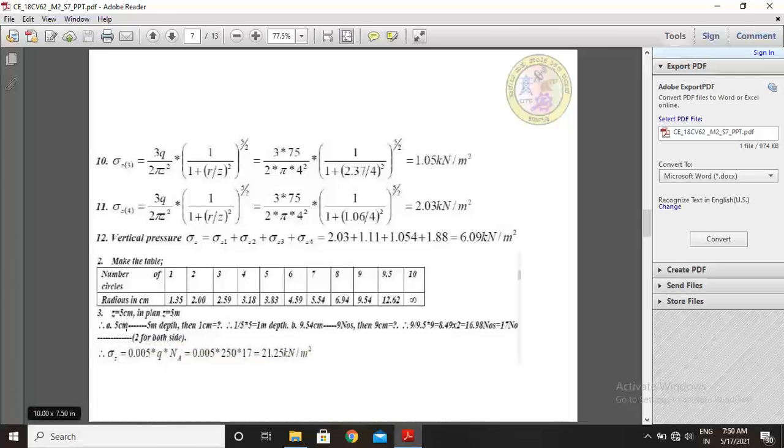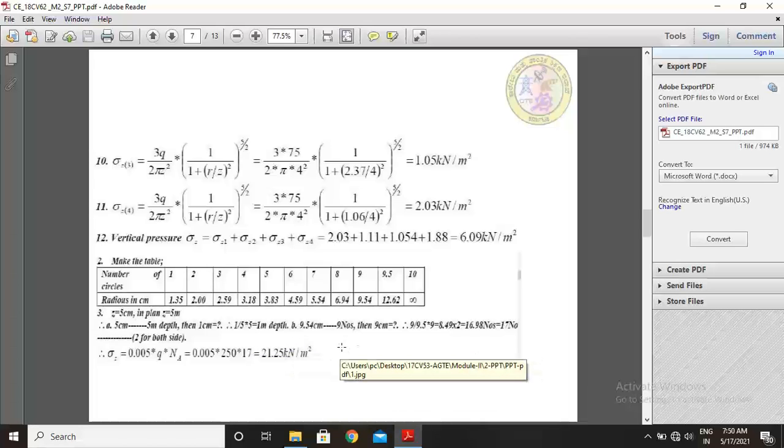Z equal to 5 centimeters in plan, which represents z equal to 5 meters. You select the scale first. Therefore 5 centimeters is equal to 5 meters depth. So 1 centimeter equals how much? Therefore 1 by 5 into 5, so we get 1 meter depth.